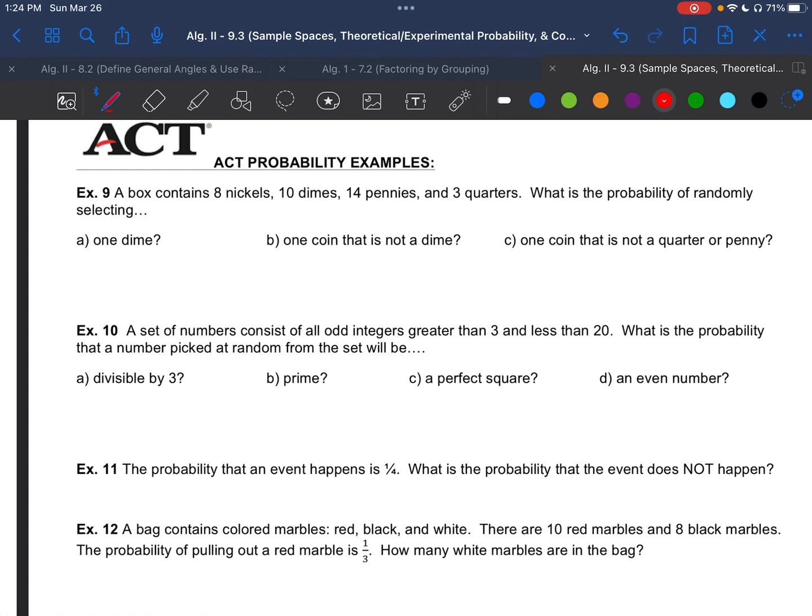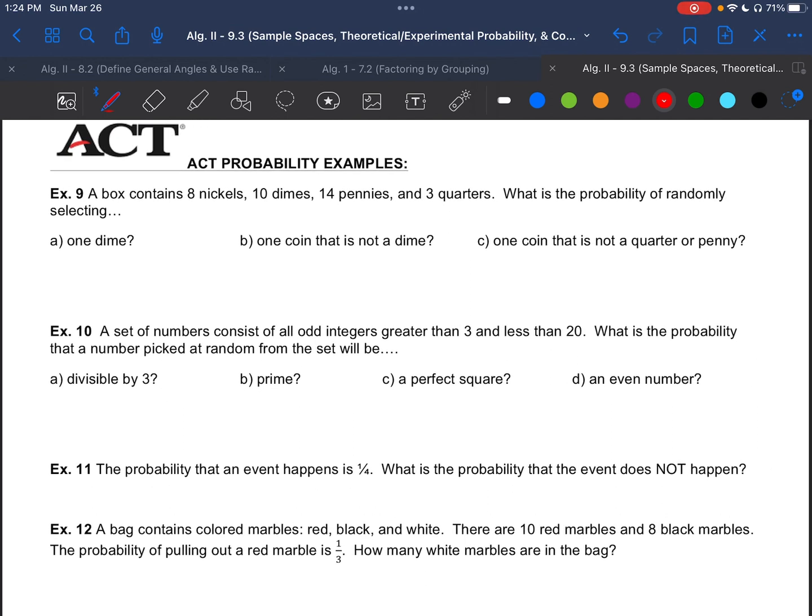All right, so now these are going to be more probability examples that you would specifically see on tests like the ACT. So example 9, a box contains 8 nickels, 10 dimes, 14 pennies, 3 quarters. What's the probability of randomly selecting the following? So first, let's total up the number of coins. There's 35 total coins. That's one of the first things you want to do.